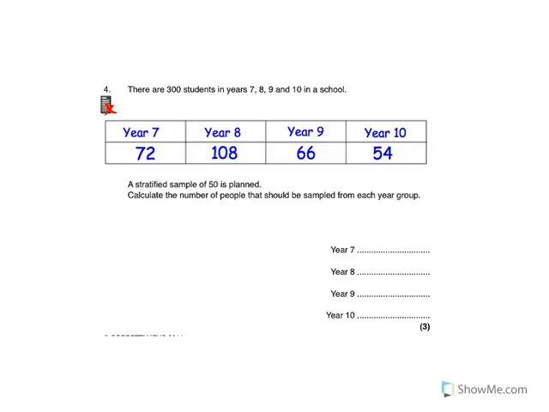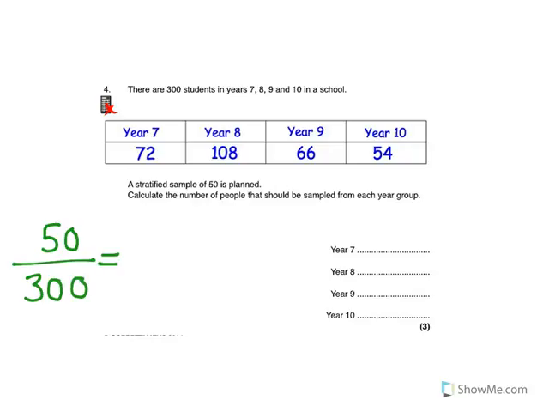So here we have 300 students altogether in the school, and it tells us how many year 7s, year 8s, year 9s and year 10s there are. And we want to take a sample of 50. So we're taking 50 students out of the 300 students. And what I want to find out then is what percentage of the total are we actually wanting to find.